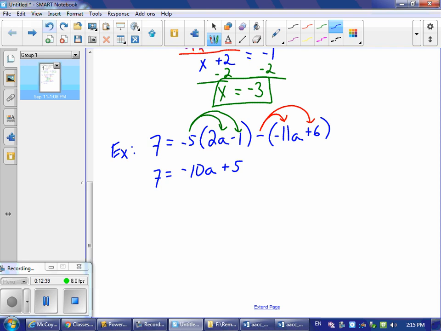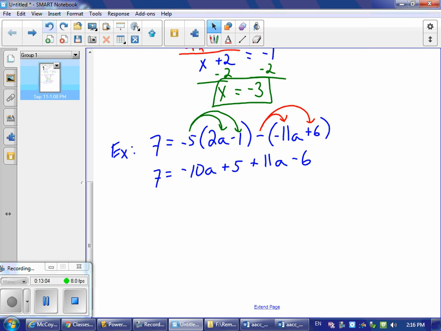Now moving on to the second parentheses, remember there is a negative on the outside, so when I distribute the negative, it's really like multiplying by negative 1. So it's negative 1 times negative 11a. Negative times negative is positive. 1 times 11 is 11, and then a. And then a negative 1 times the plus 6 would give us minus 6.